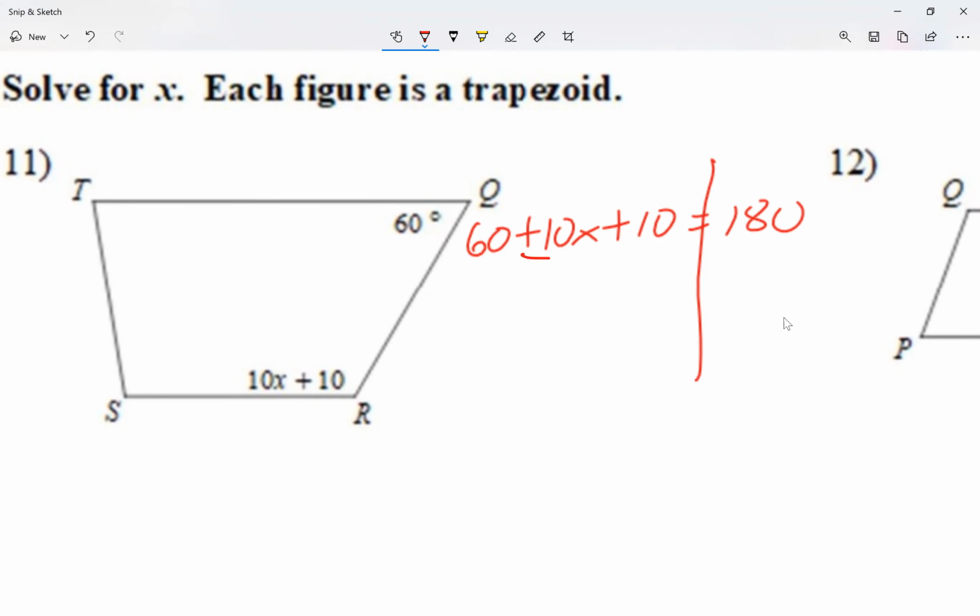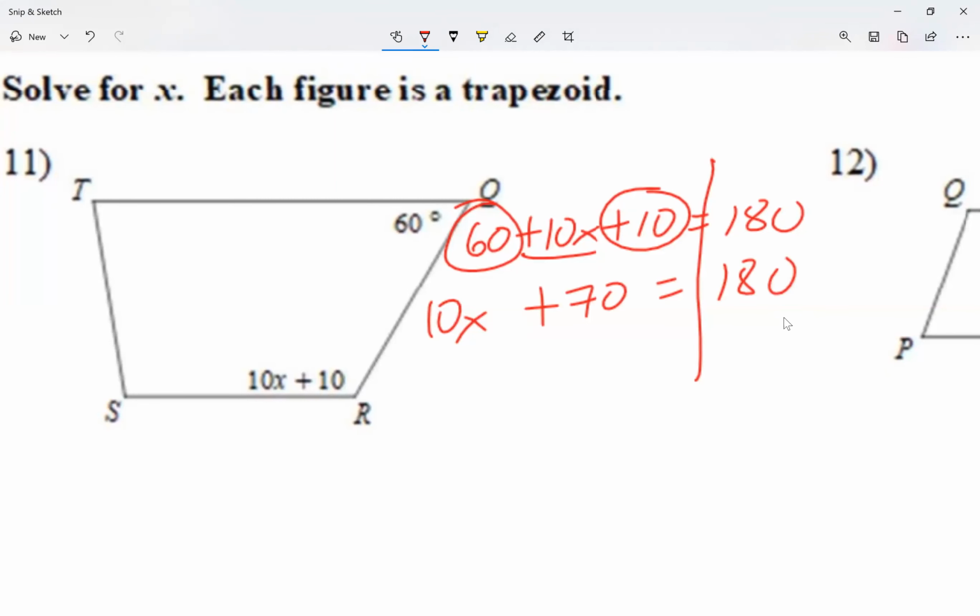When it comes to letters, I only have 10x. When it comes to numbers without a letter, 60 plus 10 gives me 70. And I know all this is equal to 180. I want the 10x by itself, so this plus 70, let me move it to the other side as a minus 70. Don't forget to switch the sign. So I have 10x is equal to 110. Right, 180 minus 70 is 110.